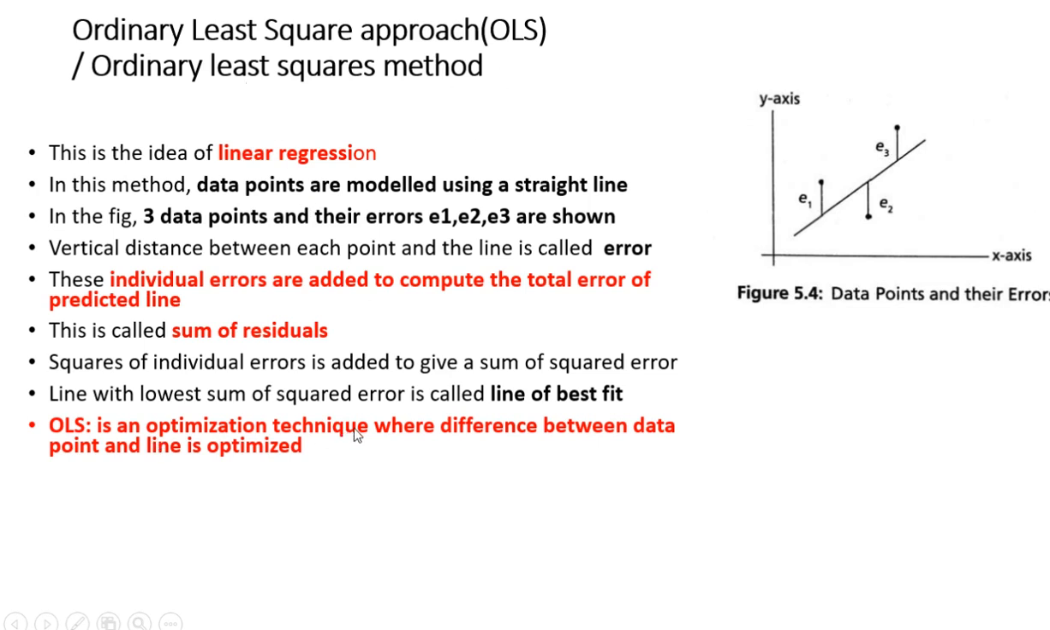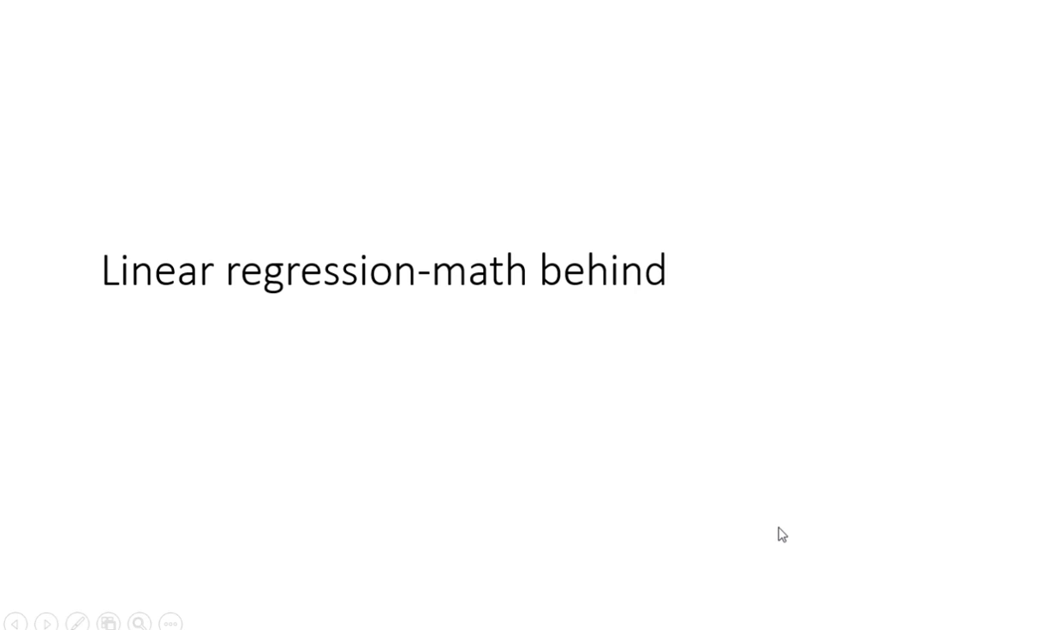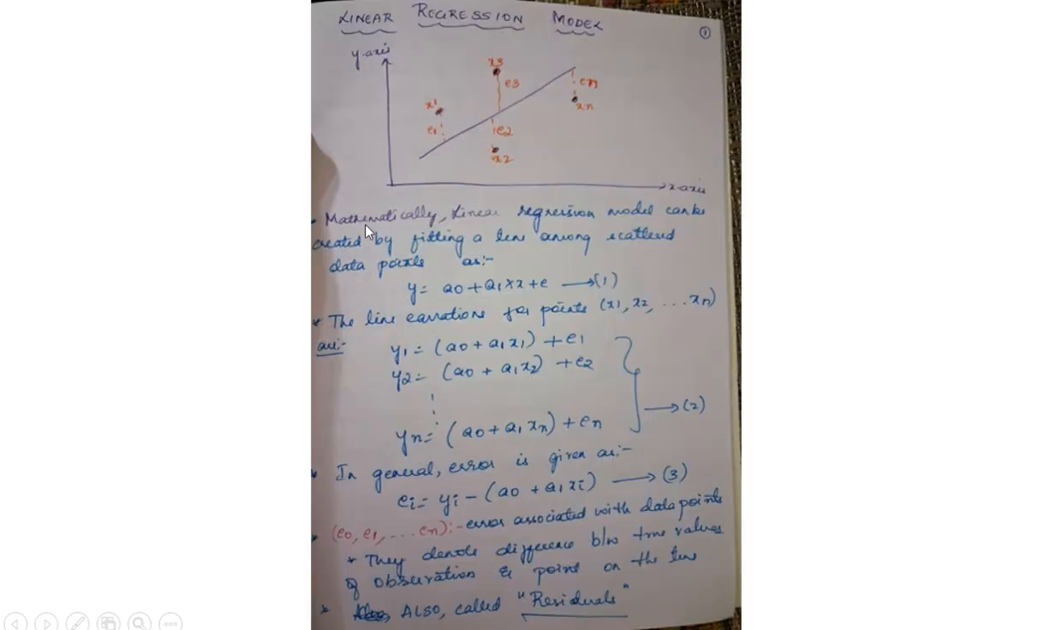It's an optimization method. OLS is an optimization technique where the difference between the data points and this line is optimized. Now let's go behind the math of the linear regression model. Let's say this is our x-axis, this is our y-axis, and these are the scattered data points x1, x2, x3 and xn, and these are the dotted lines. These dotted lines are nothing but the errors or residuals. So I have E1, E2, E3 and En.